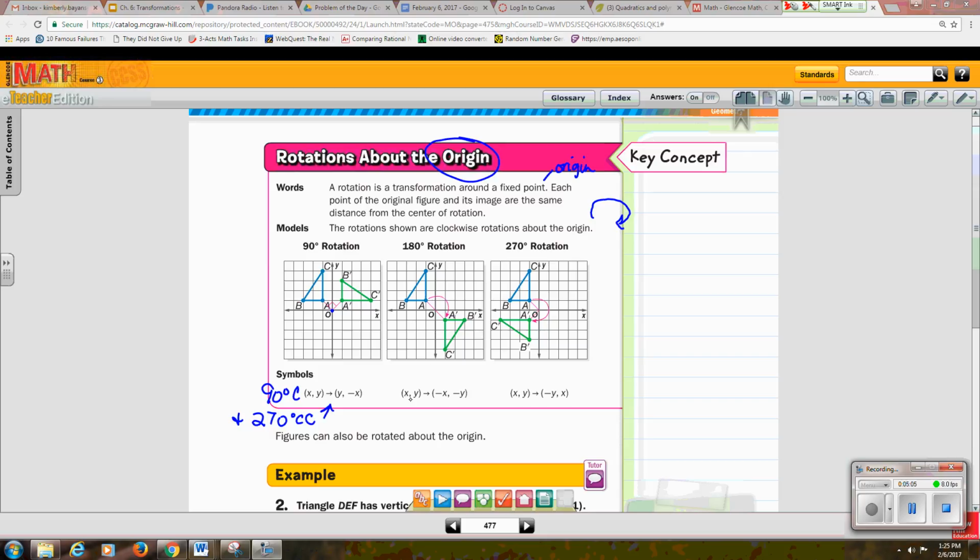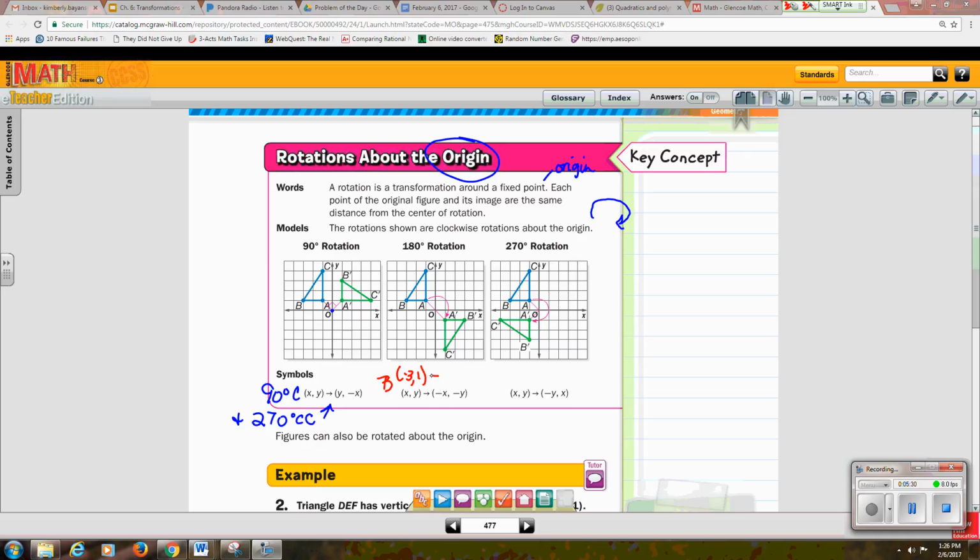So our XY coordinates of A, B, C, here's what the new coordinates are. The X stays in the X place, it just changes signs. The Y stays in the Y spot, it just changes signs. So let's check it by doing point B this time. Point B is -3, +1.